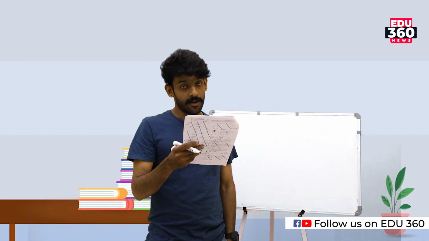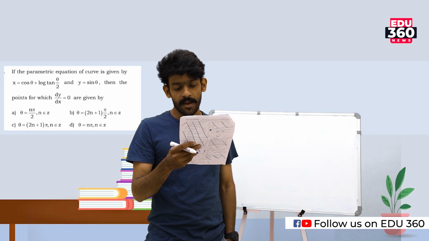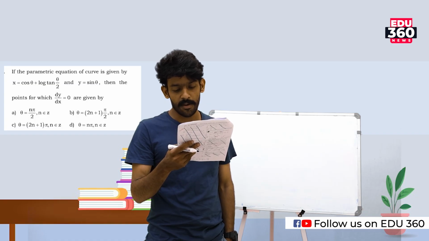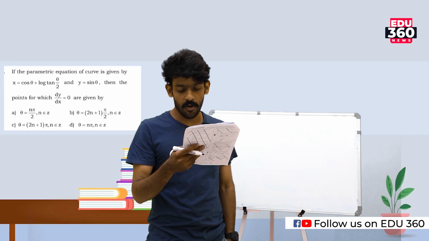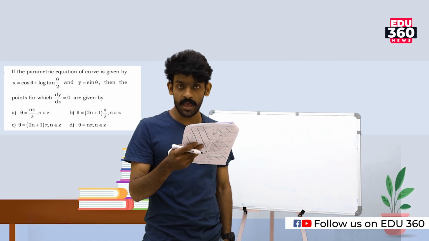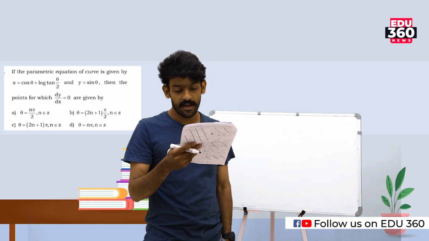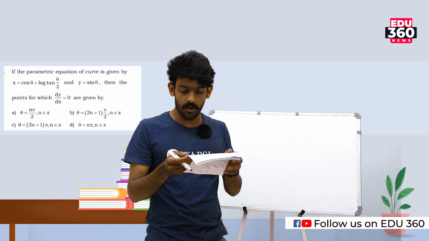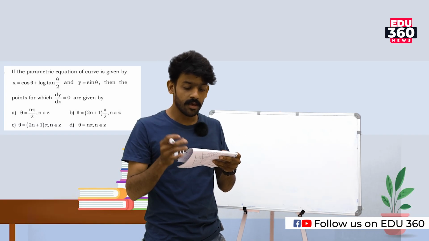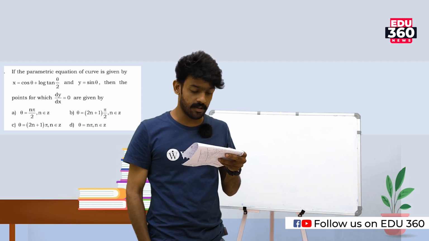Okay, so look at the question. It's given that the parametric equation of the curve is given by x is equal to cos theta plus log tan theta by 2 and y is equal to sin theta. Then the points for which dy by dx is equal to 0 are given by. So here we need to find the value of theta.